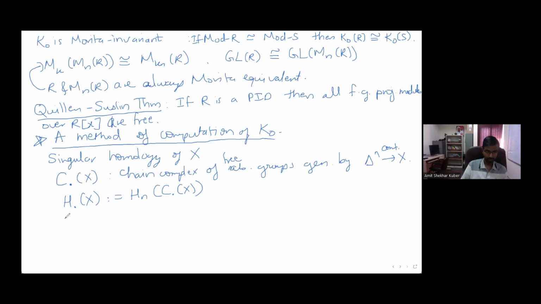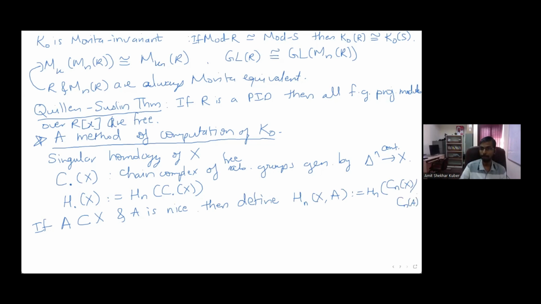Now, in general, if A is a subspace and A is nice, or even otherwise, this particular result is still true, then the relative homology is defined to be the homology of this particular quotient. The group CnA is a subgroup of CnX, so you take the quotient.